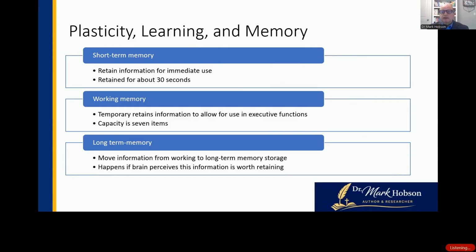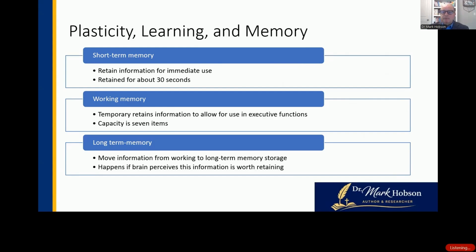When we think about learning and memory, there are three types of memory to consider. The first is short term memory that allows us to retain information for immediate use, like a simple Excel formula or a phone number, and we hold on to that for about 30 seconds. Consider the cab driver remembering an address.